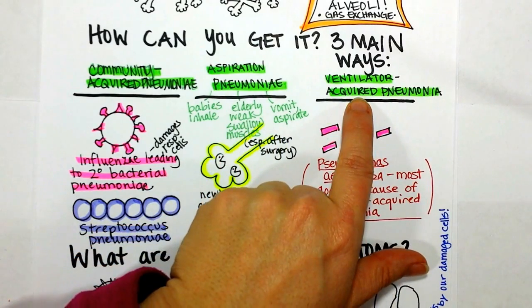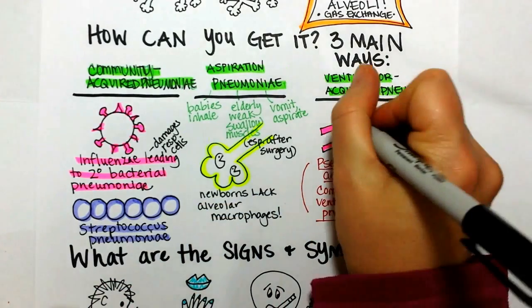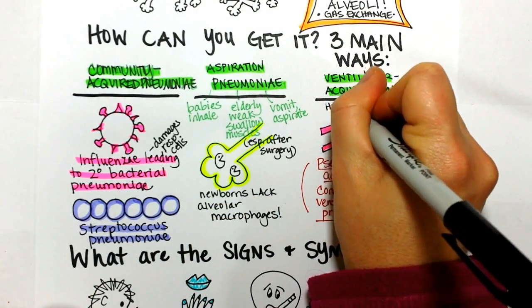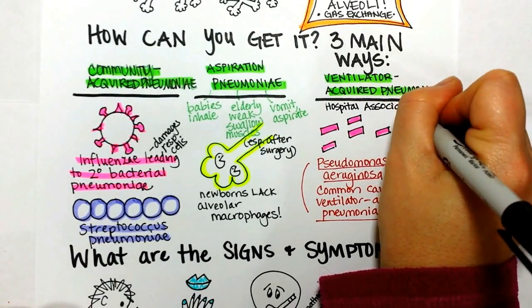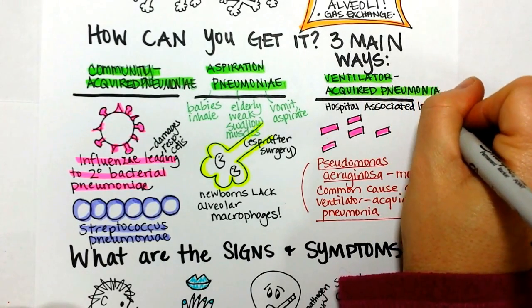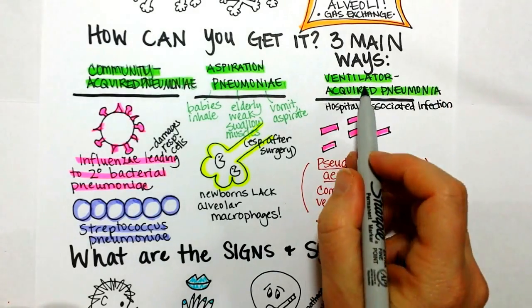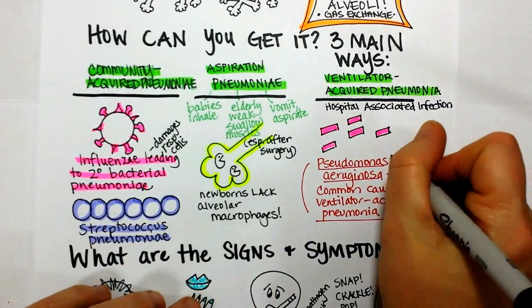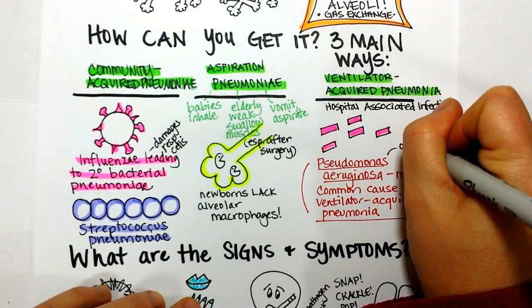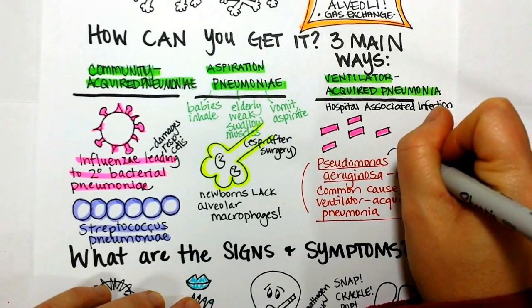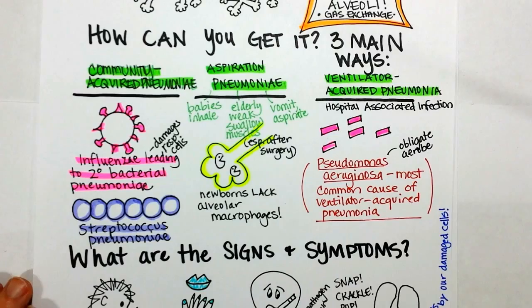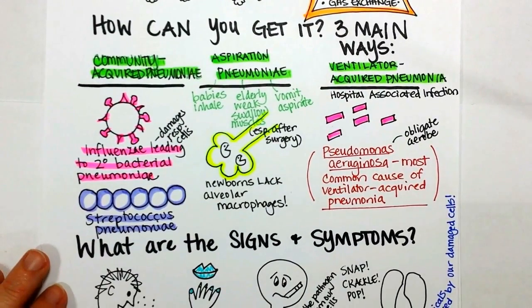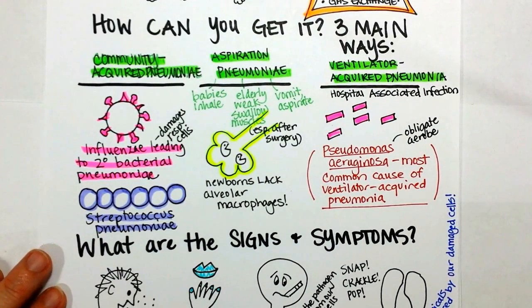And the third way is ventilator-acquired pneumonia. This is a hospital-associated infection. And so it could be any bacteria that is present in the hospital. But the most common bacteria that gets in a ventilator to cause pneumonia is Pseudomonas aeruginosa, which is an obligate aerobe. And at the time of this writing, the most common pathogen to cause ventilator-acquired pneumonia.